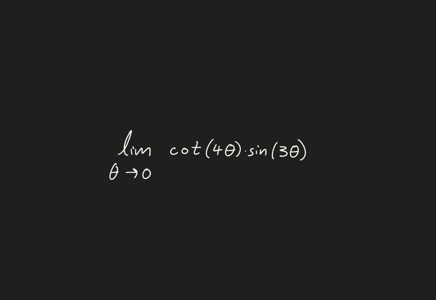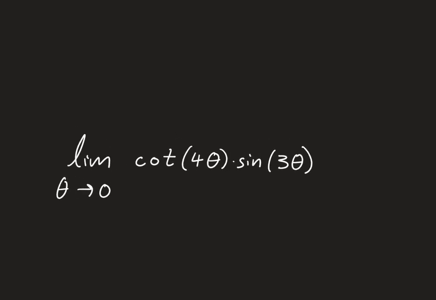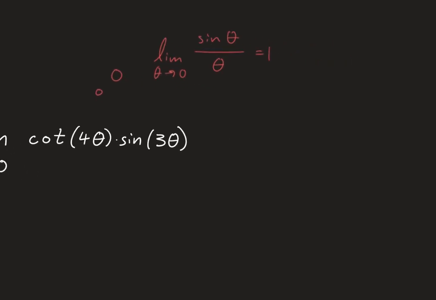Okay. This one's crucial. Finally, we're able to use this limit that we proved in the theory video. We know that the limit as theta approaches 0 of sine of theta divided by theta is equal to 1. That's crucial. And that is going to tag along with us as we crush this limit.